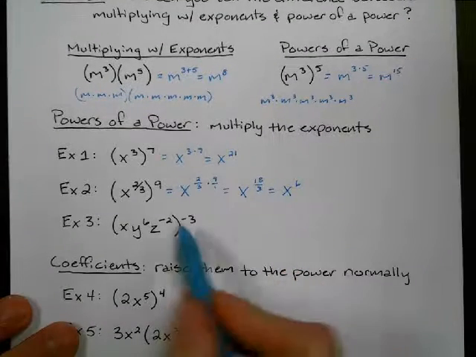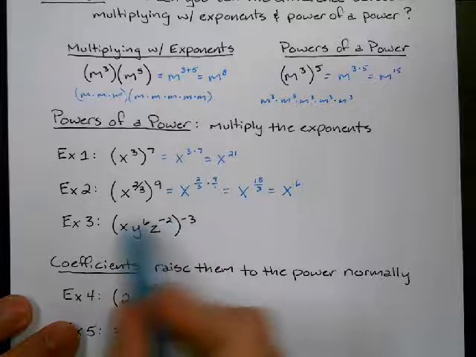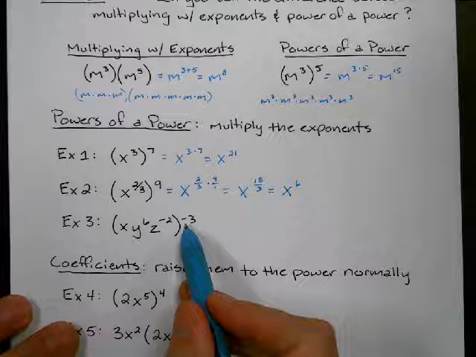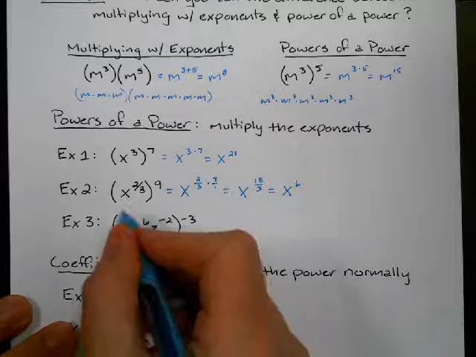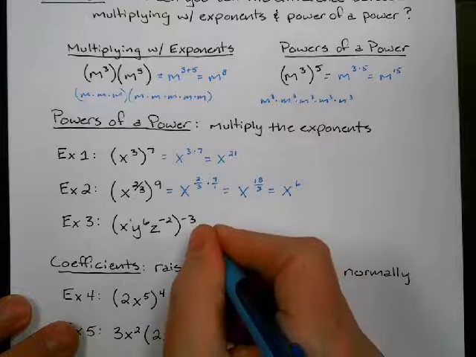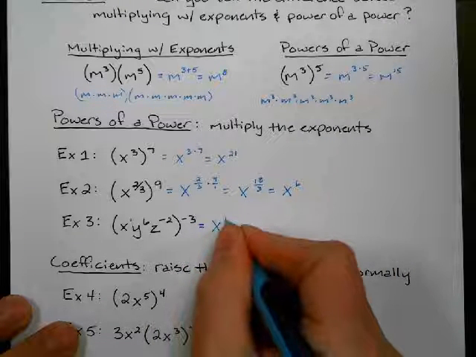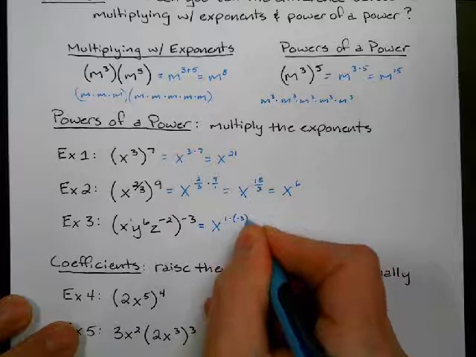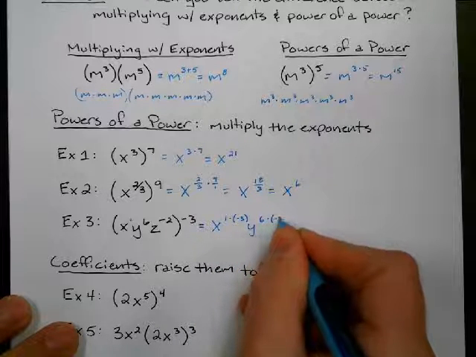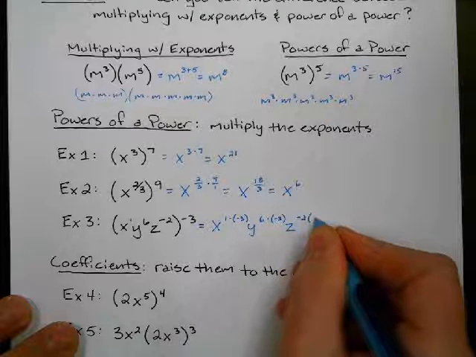Last one. Now on this one, we've got a negative exponent that this is being raised to. Now remember what the negative exponent means. Negative exponent means it belongs in the denominator. So we can do it all at once or separate. I'll just do it separate on this one, I think. So this would be x to the 1 times negative 3, y to the 6 times negative 3, and z to the negative 2 times negative 3.